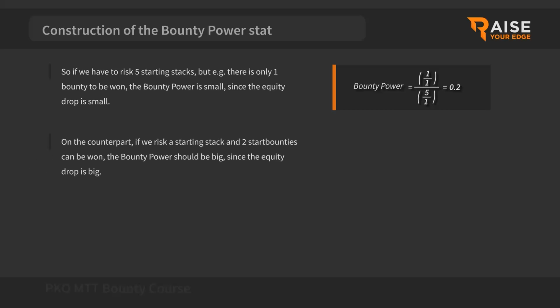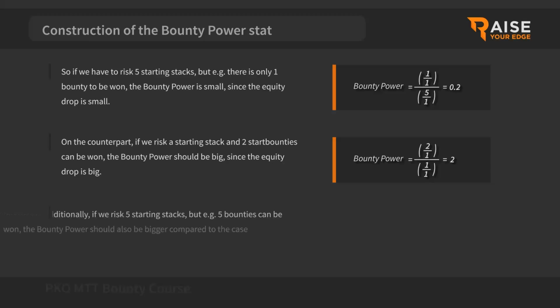When we are risking, for example, a starting stack and we can win 2 start bounties, then the bounty power number should be big, since the equity drop is big. And we are winning 2 start bounties, so this is the relation of the bounties, and we are risking a starting stack, so this is 1 divided by 1, and the bounty power is 2. So this is substantially higher than the first case.